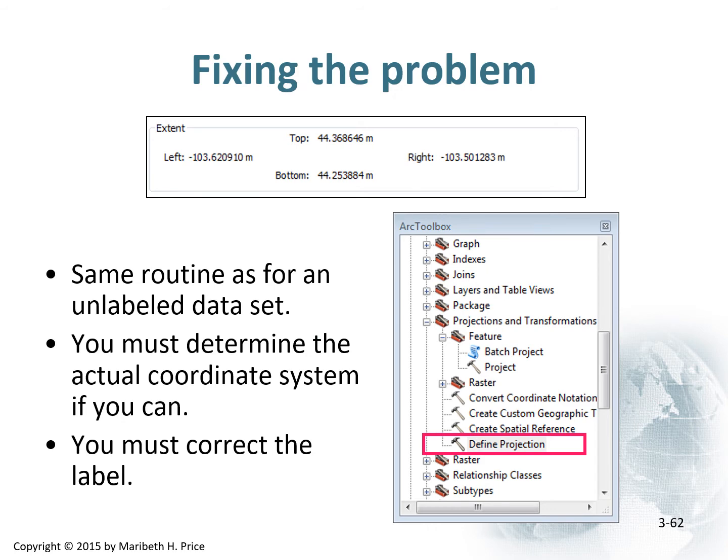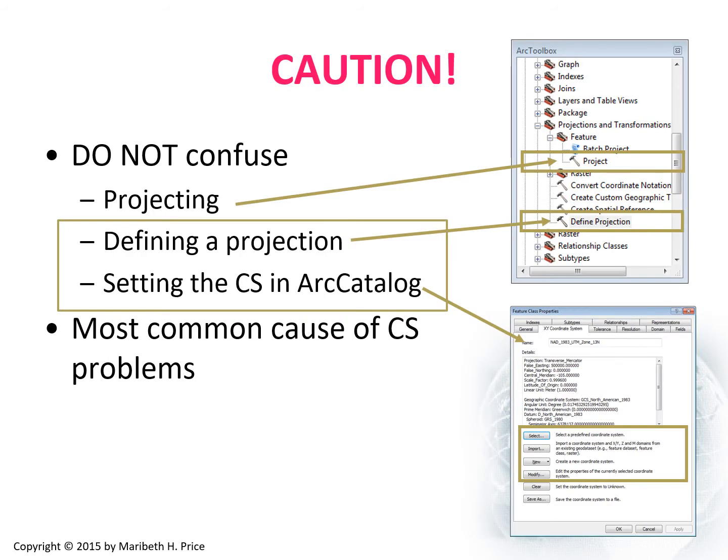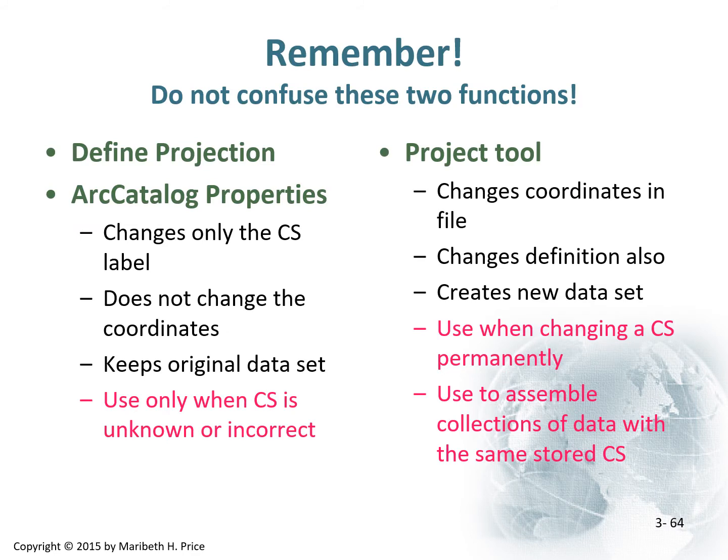And that's the tool and how you use it. Do not confuse these two tools. They do very different things. Project tool takes an existing data set that you want in a different projection, and it then makes a copy of it in the projection you want. Define projection is used when you have a data set that doesn't have a projection label or is labeled incorrectly, and it simply corrects or applies a label to that data set. Doesn't change anything. Don't mess these two up.